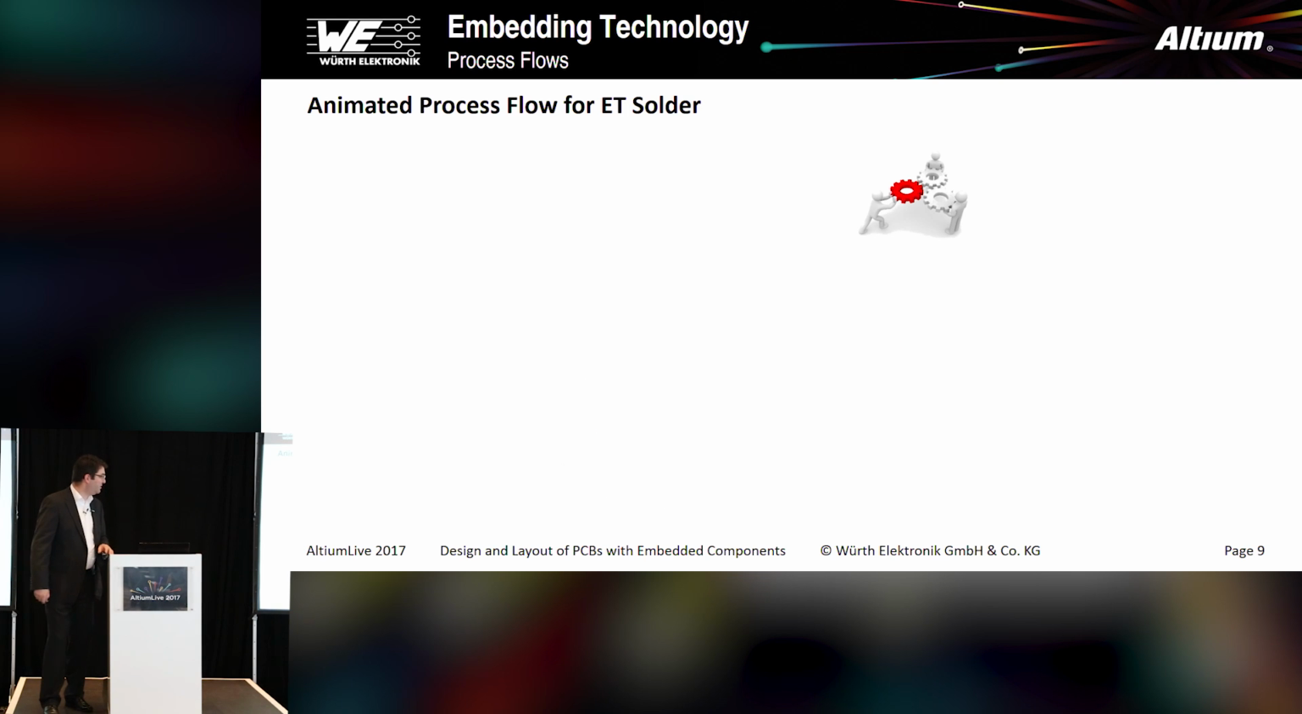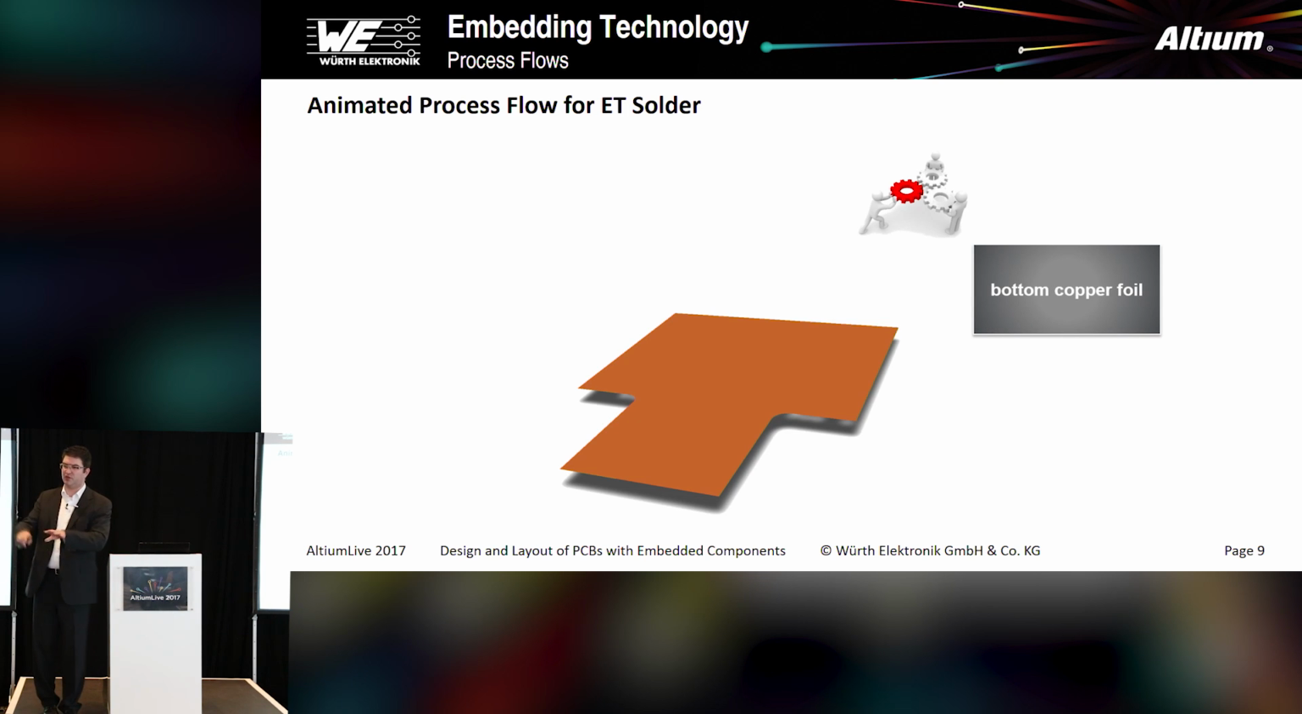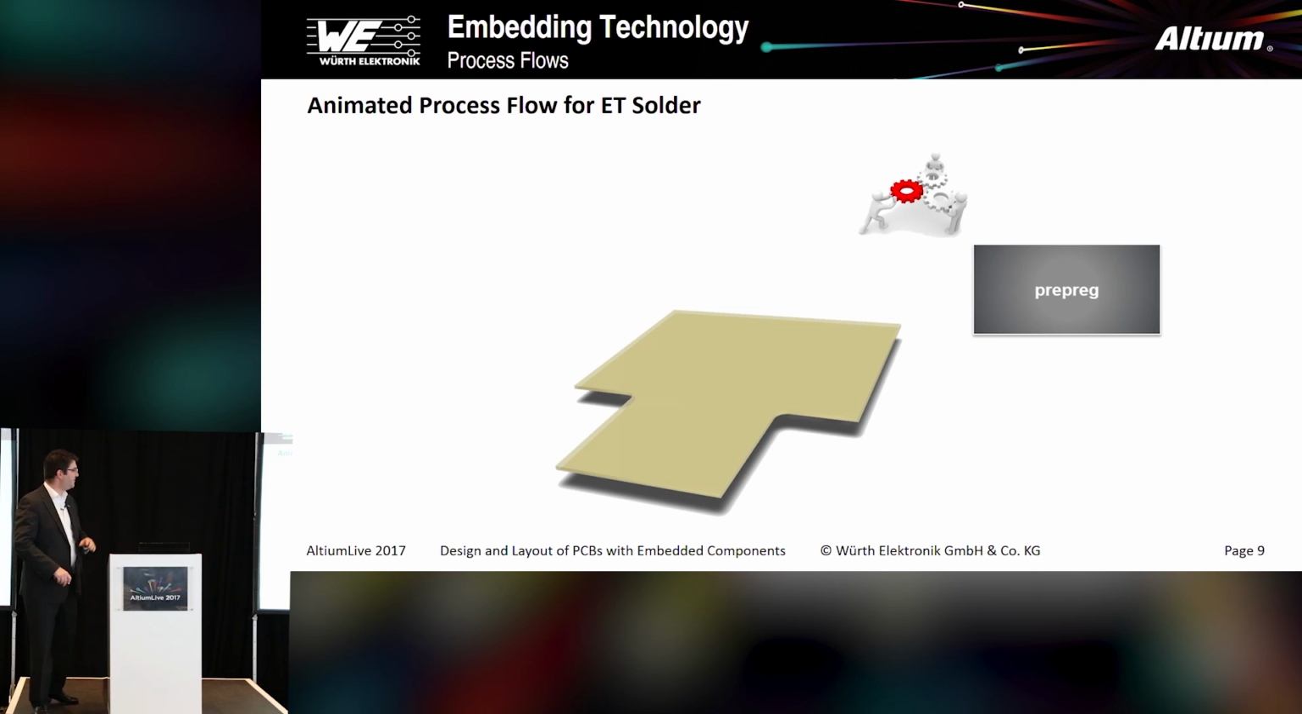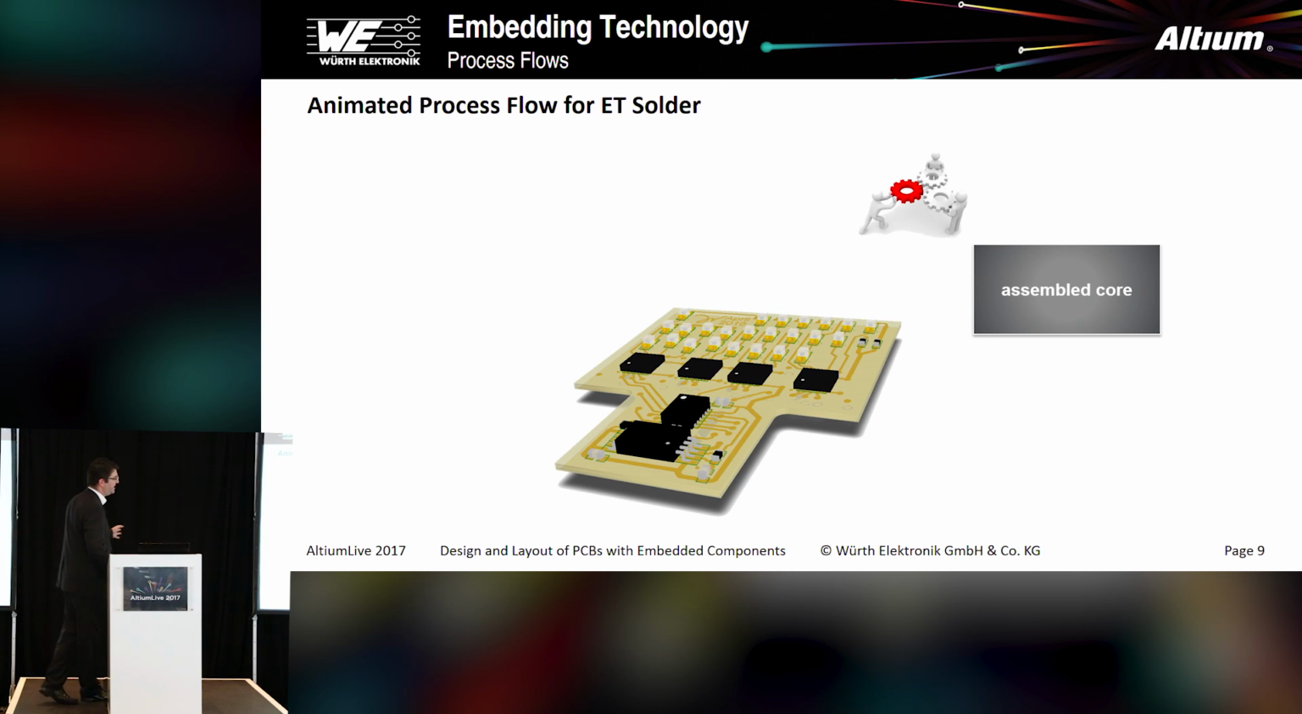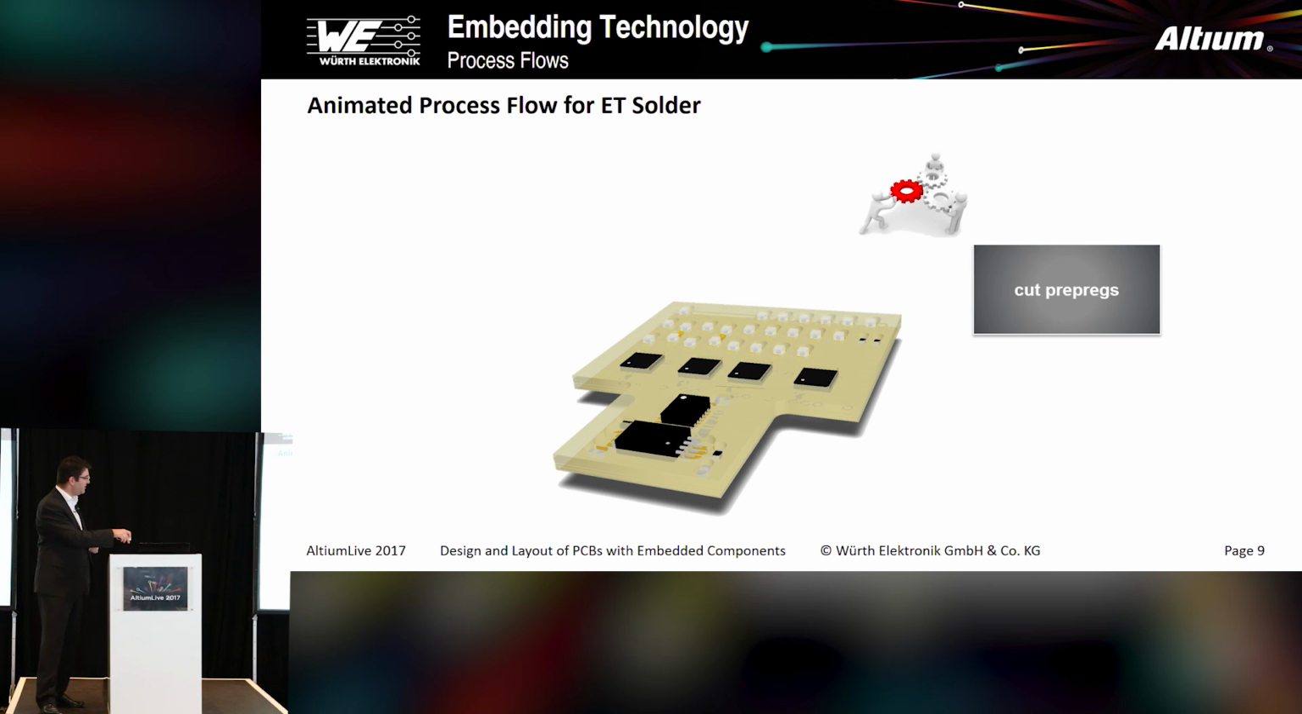Then we go to the layup. We normally use a bottom-up approach. So we start with the copper foil. We add the first prepreg. Then we have the assembled core, like you see here. And then we have those cutout prepregs stacking on top, and you see those cutouts so that the components fit into those cavities later on.